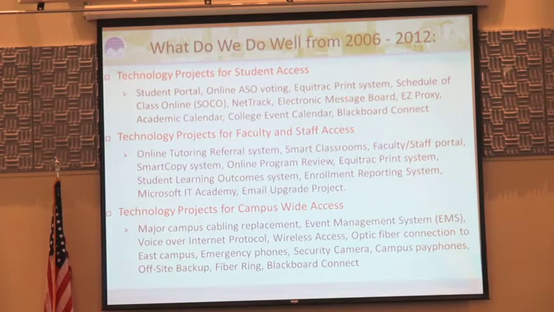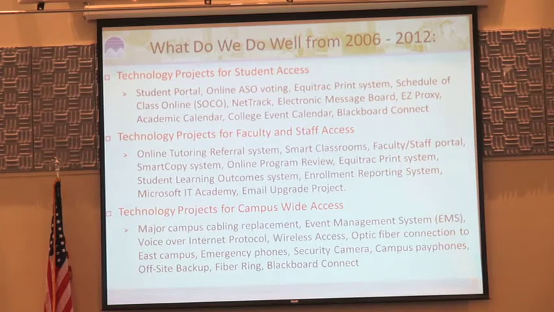I'm not going to read everything here, you can read that, but for the complete list of the description and the name and the year, you can look at the online report. We have 4 or 5 tables, complete list on the website. But the technology project for faculty and staff, I'm pretty sure faculty are familiar with the online program review or the smart copy system. In the past year, we have done so much, and also for the campus-wide access.